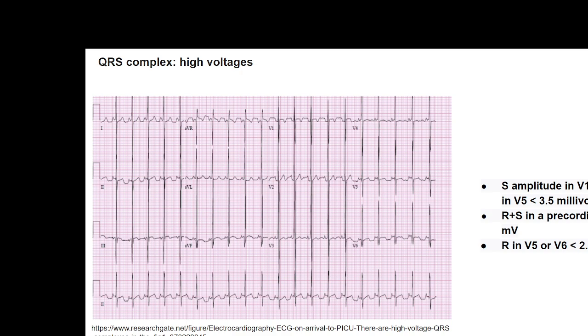The QRS complex amplitude: the S amplitude in V1 plus the R amplitude in V5. So, the S amplitude in V1 is that negative wave in V1, and in V5 the positive wave. If these are added together, if it is more than 3.5 millivolts, that's 35 small squares, right? Or R plus S in the precordial leads is more than 4.5 millivolts, that's more than 45 small squares over here. Or R in V5 or V6 is more than 2.6 millivolts.